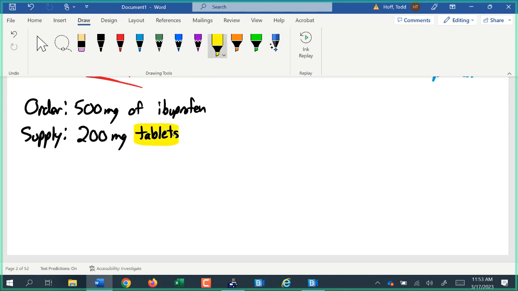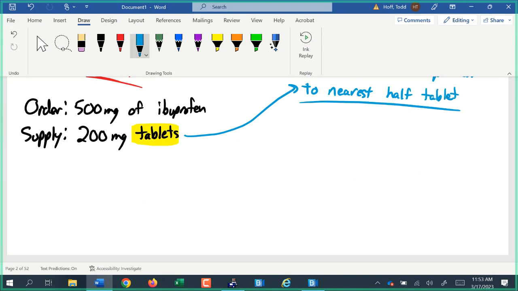Now I should make a note about tablets. This does not say scored tablets, but usually it would say scored, and most tablets are scored. If we're administering a medication in tablets, we can go to the nearest half of a tablet. So we'll look at that rounding, probably not today, but when we come back after spring break and some of our examples as to where we might have to round because of that.